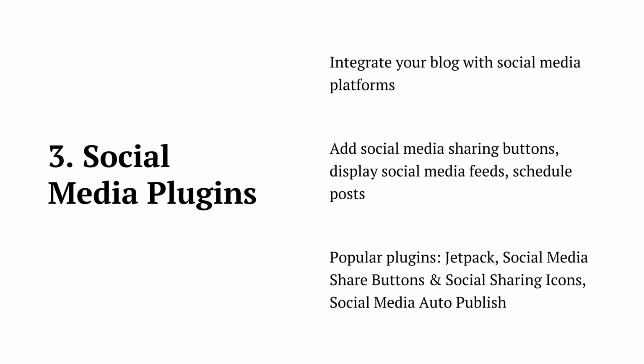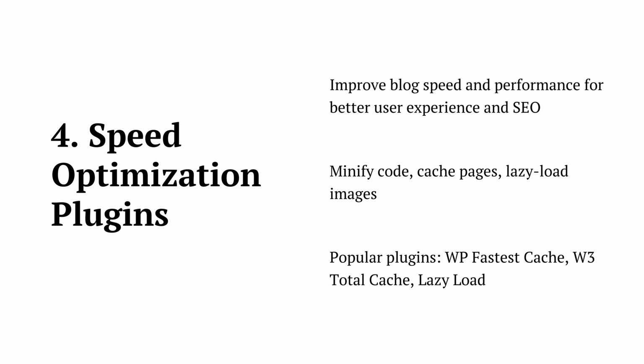The fourth type of plugins that we're going to talk about are speed optimization plugins. Speed is a very important factor when it comes to blogging because it affects both user experience and SEO. Speed optimization plugins can help you improve the speed and performance of your blog by helping you minify code, cache pages, and even lazy load images. Minify code means removing any unnecessary spaces or characters from your code so that it does not acquire that much space and loads quickly. It does not affect the functionality, and it takes less space and loads quickly.